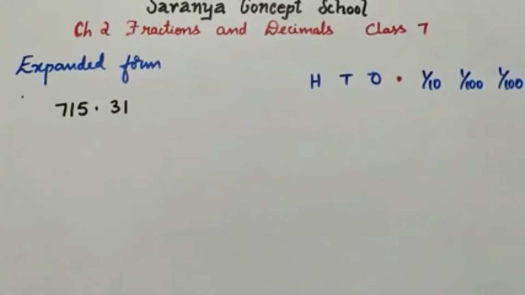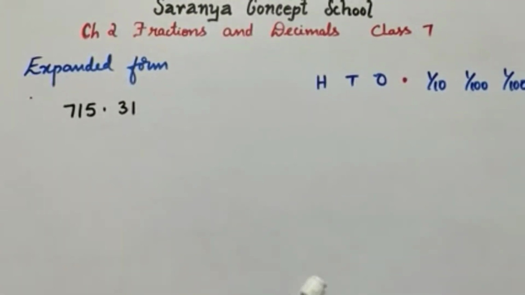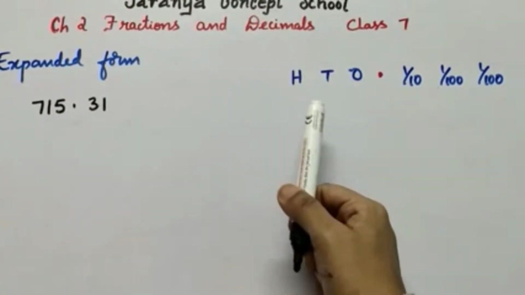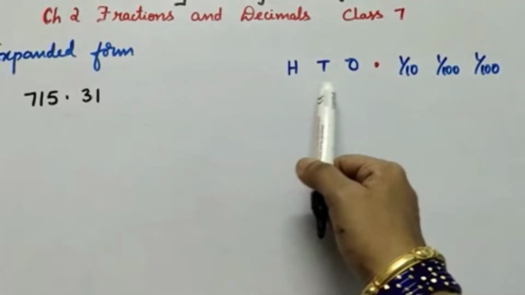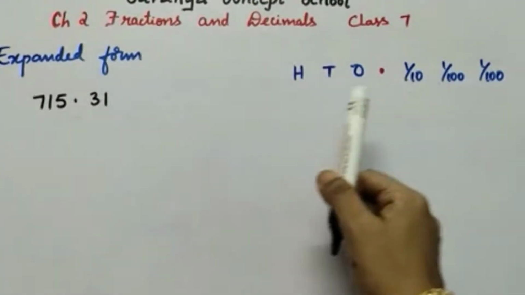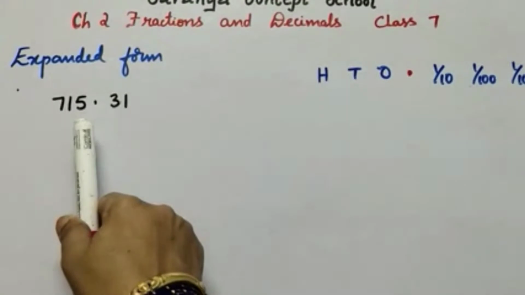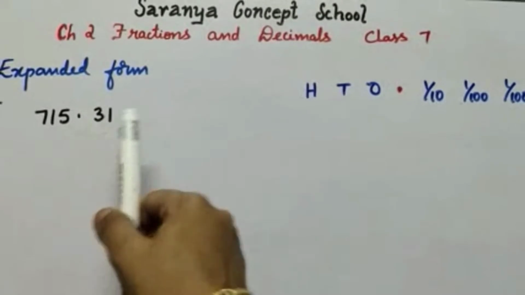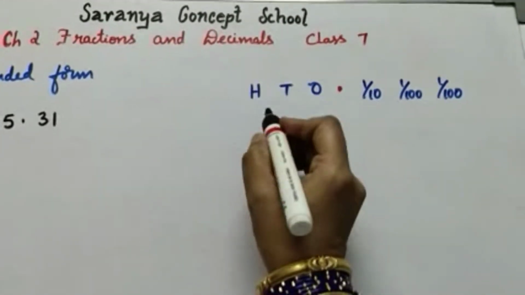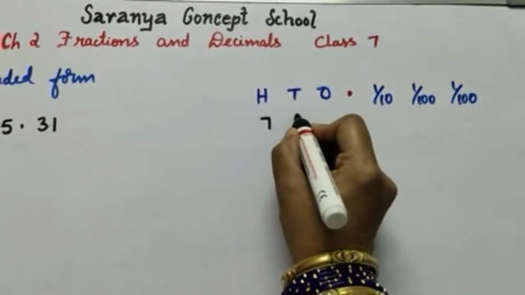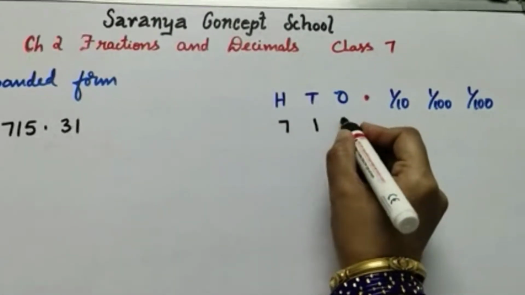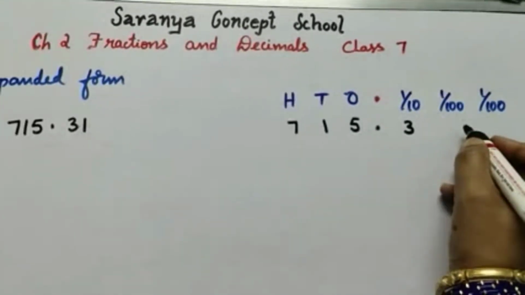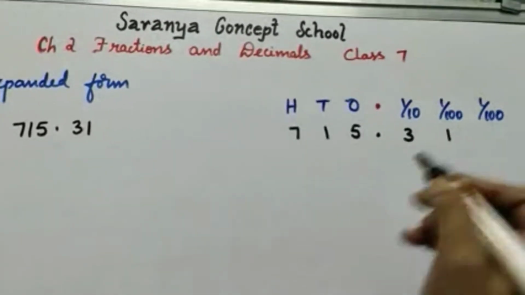Children, do you know the expanded form of a number? Yes, in the same way we can expand the decimal number also. As you have learned the place value of placing the numbers in the place value chart of a decimal number, you can represent 715.31 in expanded form. So first let us write this number in the place value chart. The 7 is in hundreds place, 1 in tens place, and 5 is in ones place, decimal point here, and then 3 in 1 by 10th place, and 1 in 1 by 100th place, right?